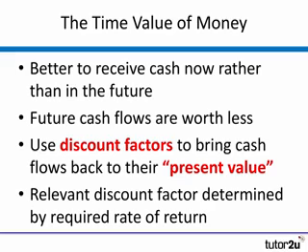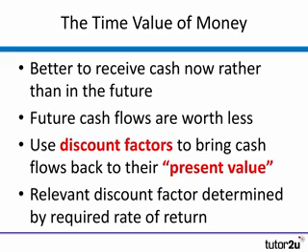So NPV is all about the time value of money. The basic idea, it's better to receive cash now rather than in the future. And future cash flows, whilst they are worth something, they are worth less than receiving the same amount now. And what you do with these calculations is to use what's known as a discount factor to apply to each cash flow to bring it back to an estimate of what the present value now of those cash flows are.